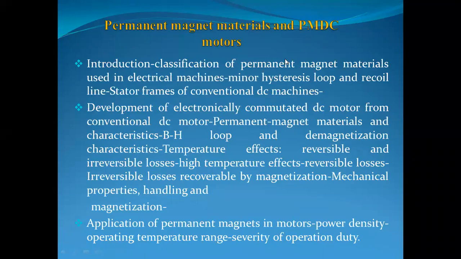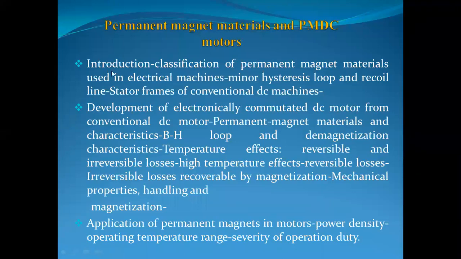Here, the classification of permanent magnetic materials is very much important. It depends on how much temperature the field can withstand. This is one of the parameters, and many such parameters are observed in the classification. Then permanent magnetic materials used in electrical machines, the minor hysteresis loop and recoil line, and stator frames of conventional DC machines. After that we go to the next topic, PMDC motors.